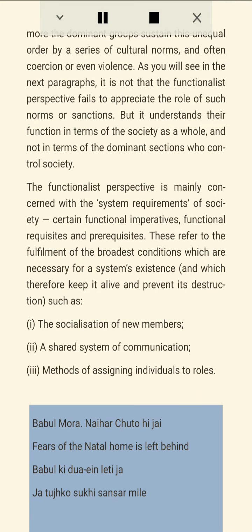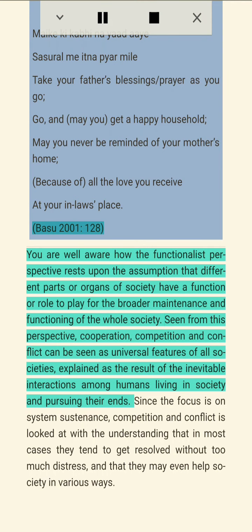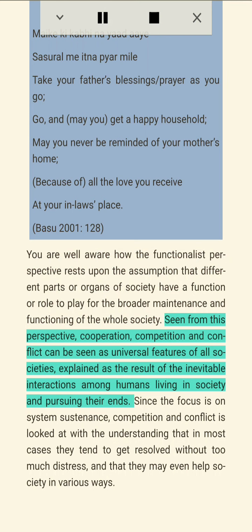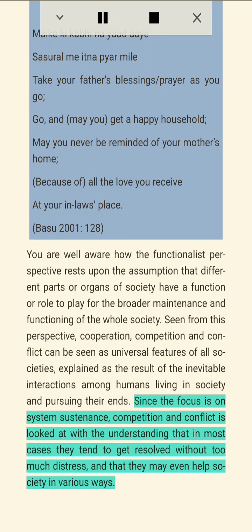Basu 2001, 128. You are well aware how the functionalist perspective rests upon the assumption that different parts or organs of society have a function or role to play for the broader maintenance and functioning of the whole society. Seen from this perspective, cooperation, competition, and conflict can be seen as universal features of all societies, explained as the result of the inevitable interactions among humans living in society and pursuing their ends.